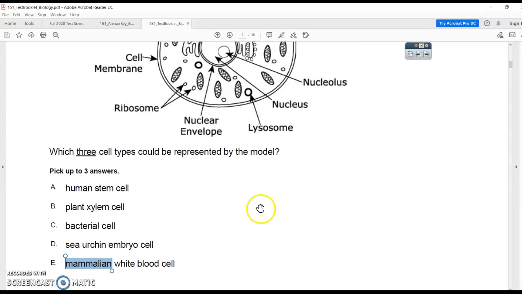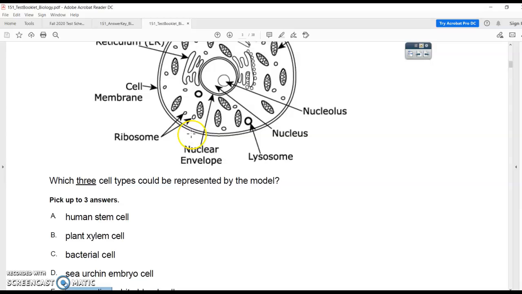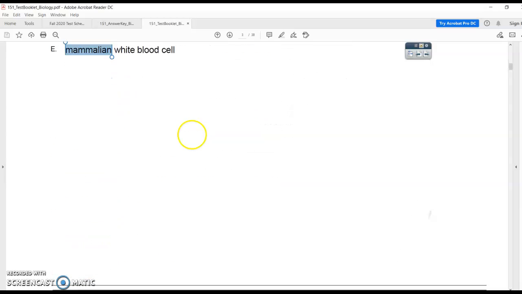So we're going to look for cell types that aren't bacterial and aren't plant. So human stem cell, sea urchin embryo, and mammalian white blood cell are the correct answer. Plant xylem cell and bacterial cell would not be correct because a plant cell would have a cell wall and would not have a lysosome. Bacterial cells would not have a nucleus, along with most of these other organelles.